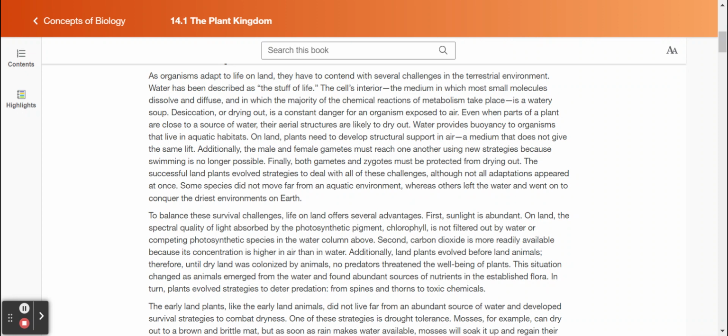Desiccation, or drying out, is a constant danger for an organism exposed to air. Even when parts of a plant are close to a source of water, their aerial structures are likely to dry out. Water provides buoyancy to organisms that live in aquatic habitats. On land, plants need to develop structural support in air, a medium that does not give the same lift. Additionally, the male and female gametes must reach one another using new strategies because swimming is no longer possible. Finally, both gametes and zygotes must be protected from drying out.